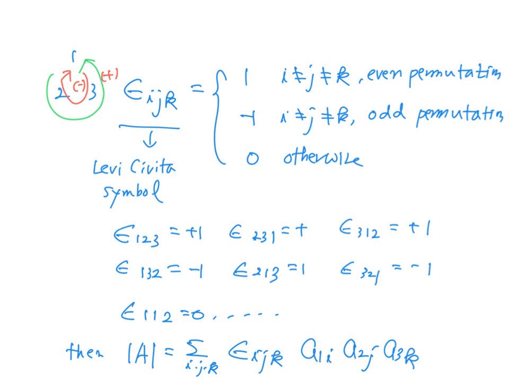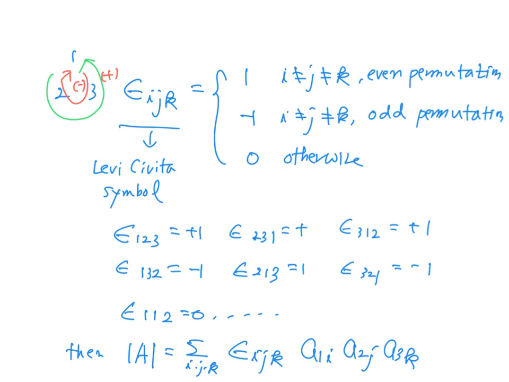So our previous expression of this single expression, epsilon ijk, a1i, a2j, a3k. So let's actually do this for 3 by 3, because it's very important to understand this abstract thinking.